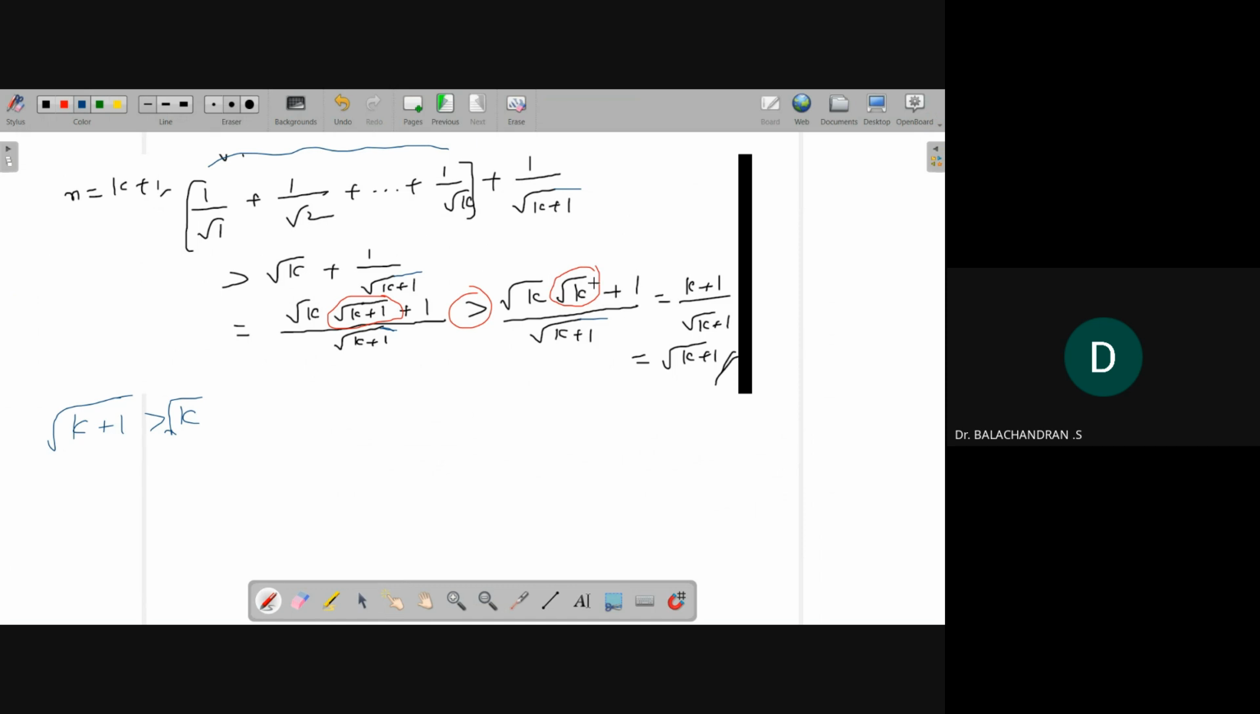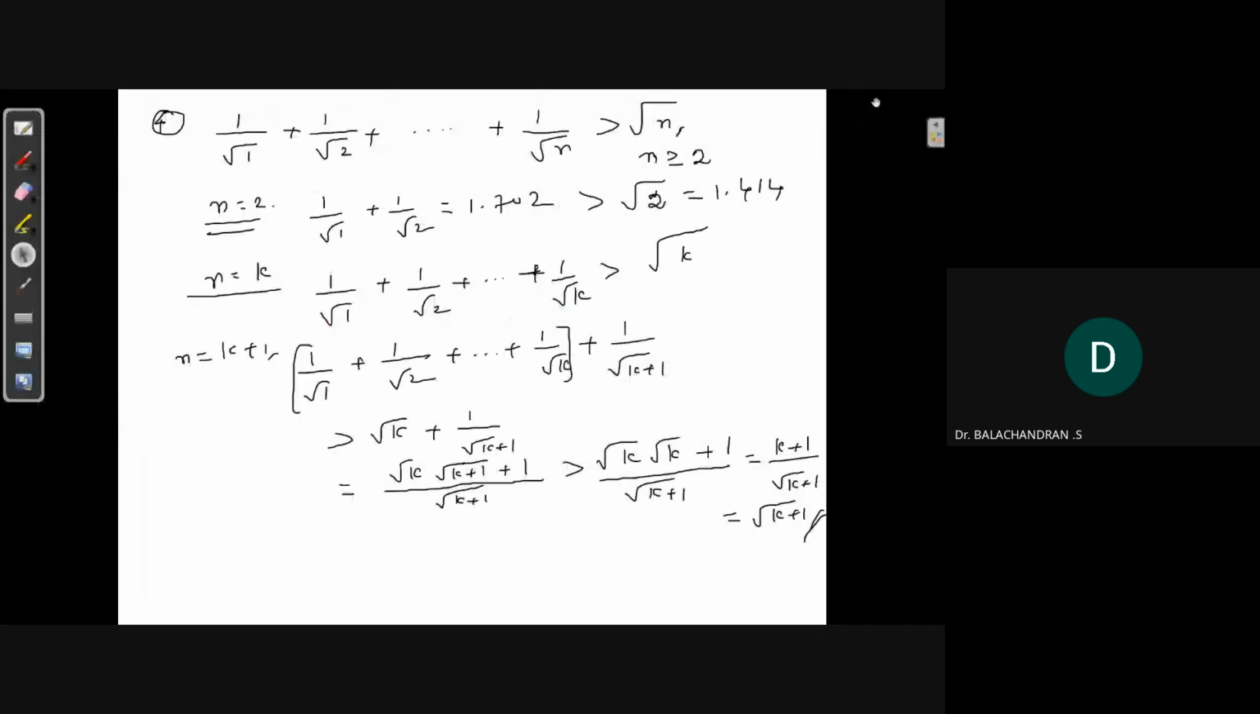Now if we simplify this, it is k plus 1 by root of k plus 1, which is root of k plus 1. Actually, we want to show that this expression is greater than root of k plus 1. So this problem is over. If you want to write one more step, you can write one more step also.